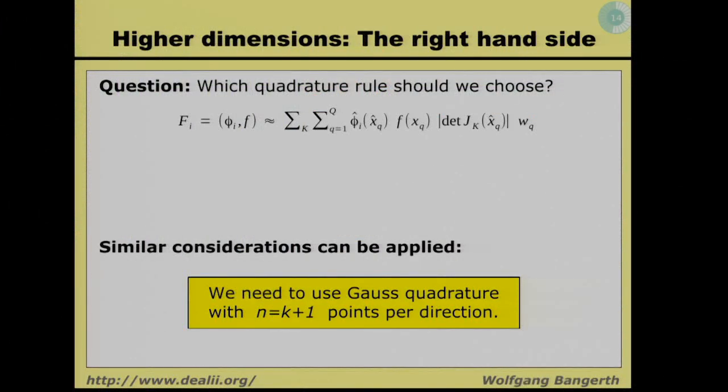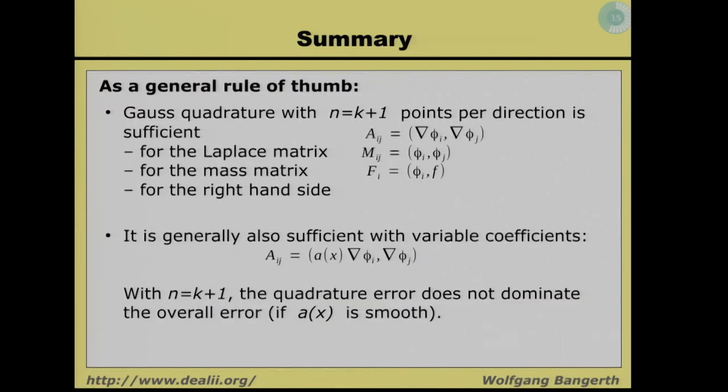The same thing can be said for the right-hand side. So for the right-hand side, you run into the same kind of problems. It's not a polynomial, and you need to evaluate what the error is, but you come out at exactly the same kind of result, namely that you need to choose n equals k plus 1, and that's the rule of thumb that you should always obey. So as a general rule, Gauss quadrature with n equals k plus 1 is sufficient for the Laplace matrix. That should, of course, go here.